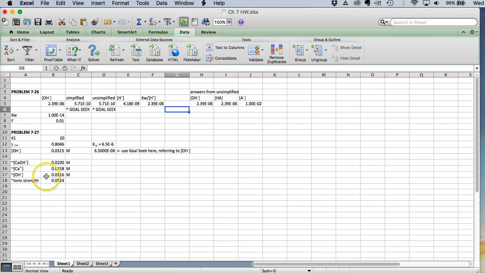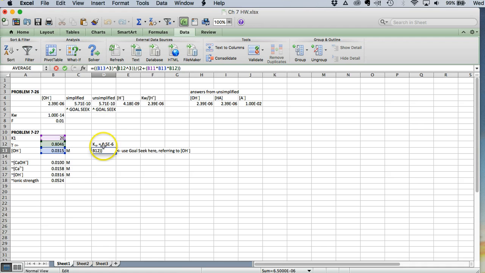In problem 727, where I figured out how to do this as a function of the activity coefficient, we need to know the ionic strength. In order to know the ionic strength, you have to know approximately what the concentrations will be to begin with. And so my equation here, which is based on Ksp, is based on the K1, it's based on this coefficient, and it's based on the hydroxide ion concentration.